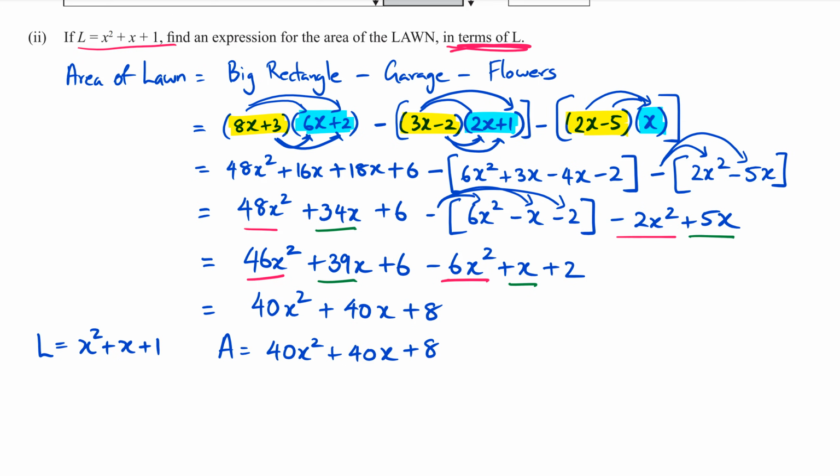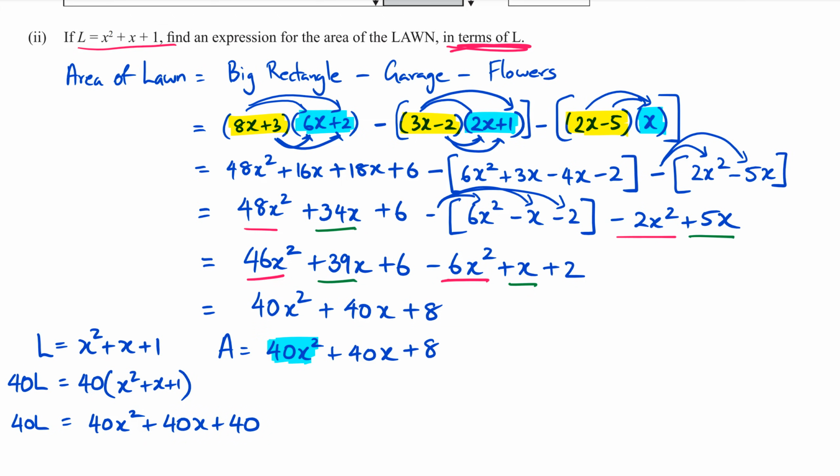So what I'm going to do is look at the coefficient of x squared. What I mean by that is right here. See how this is 40x squared? So I'm going to take 40 and multiply it with L. So I'm going to do 40L equals 40 times x squared plus x plus 1. All right, because notice how L equals x squared plus x plus 1. So 40L, then I'm going to do 40x squared, and so on. That means 40L equals 40x squared plus 40x plus 40.